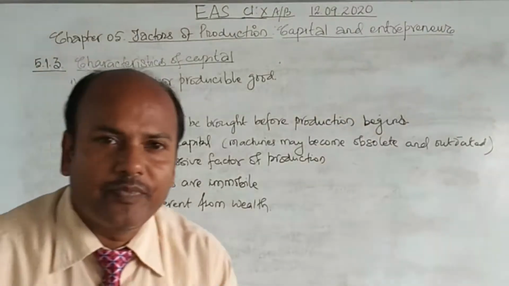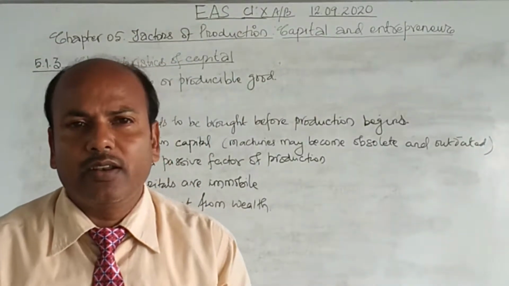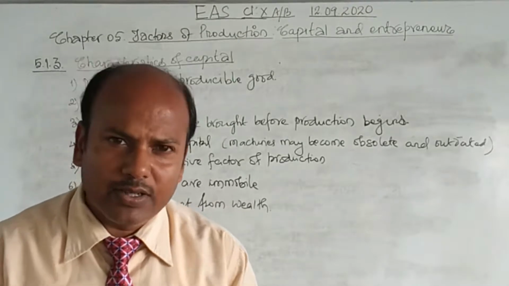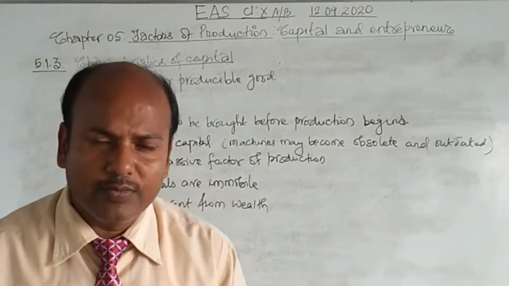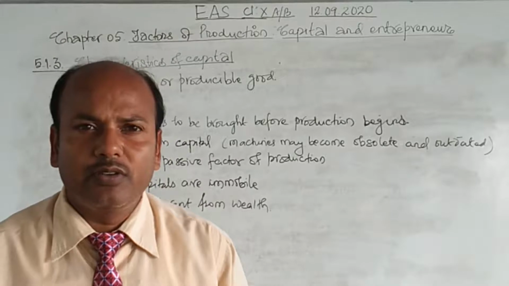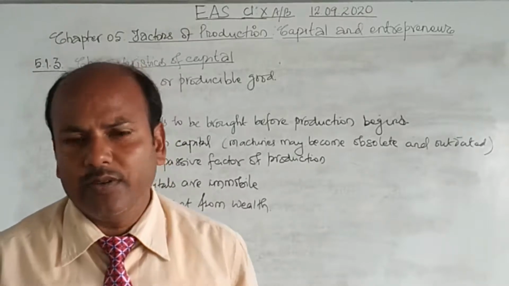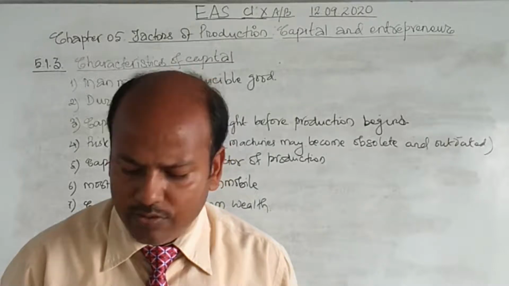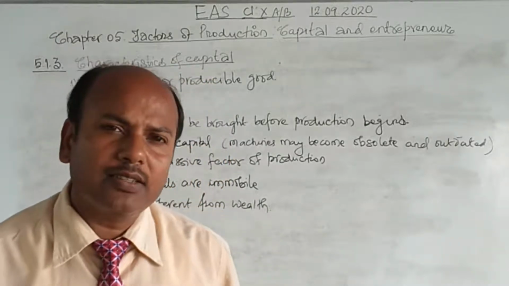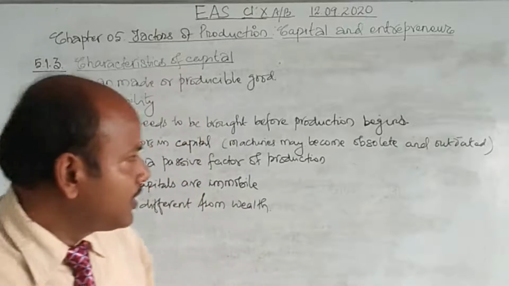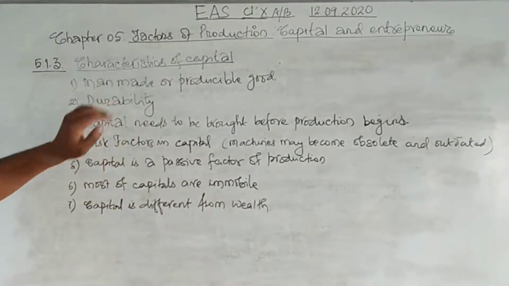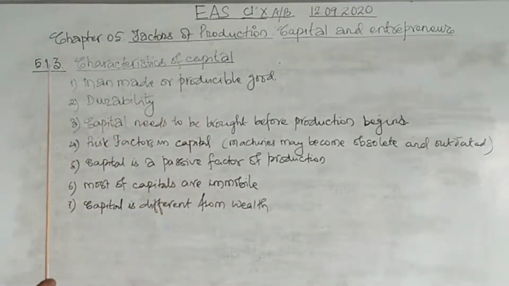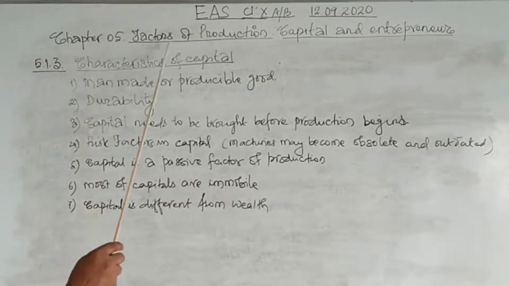Children, welcome back. We were discussing capital. This is a continuation video, the second video on the same topic called capital. We are discussing capital from the production point of view, as a factor of production. Now what we are going to discuss is the characteristics of capital. This is point number 5.1.3, same chapter, number 5, factors of production and capital characteristics.